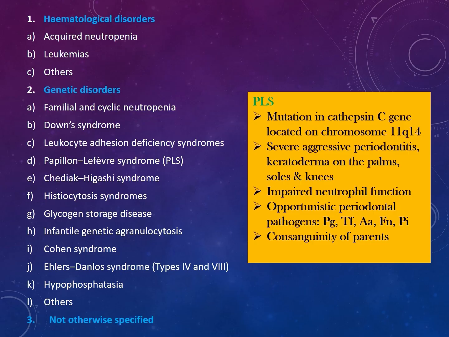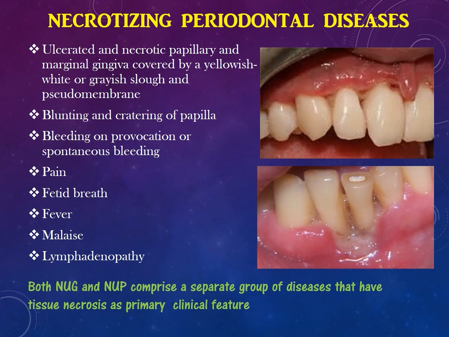Next, moving on to the necrotizing periodontal diseases. The clinical manifestations or features of these diseases are an ulcerated and necrotic papillary and marginal gingiva, which is covered by a yellowish-white or grayish slough and pseudomembrane. It has blunting and cratering of the papilla, bleeding on provocation or spontaneous bleeding. Pain, fetid breath, fever, malaise, and lymphadenopathy are the other clinical manifestations.